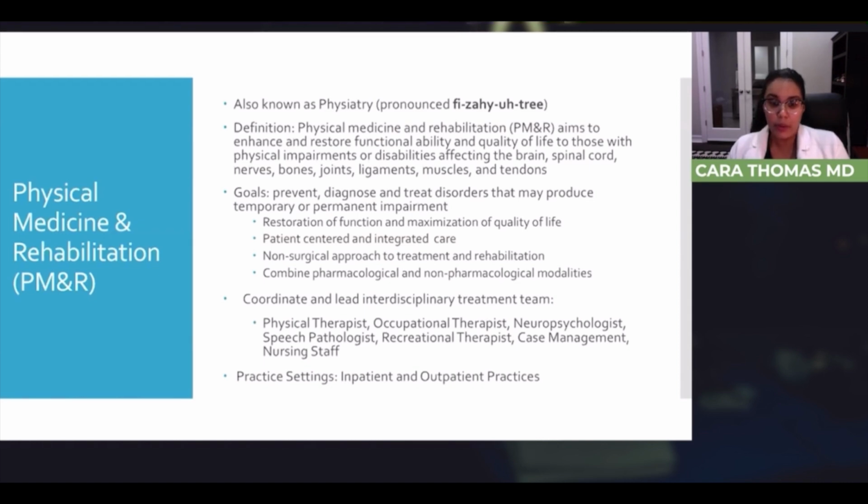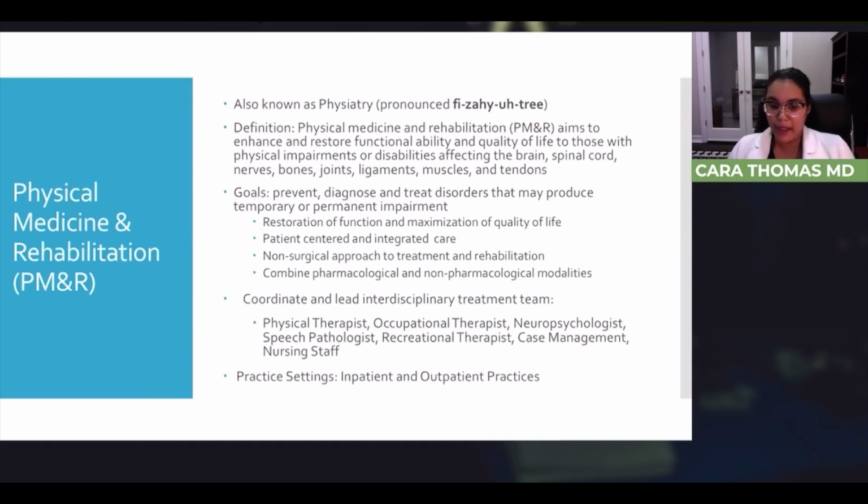And so we, as physiatrists, coordinate and lead interdisciplinary treatment teams. And we've got great staff. So physical therapists, occupational therapists, neuropsychologists, speech pathologists, recreational therapists, case management, and nursing staff. We all work together to come up with a plan for the patient and basically see the treatment plan from start to finish, from the time the patient is admitted to the time that they're discharged.